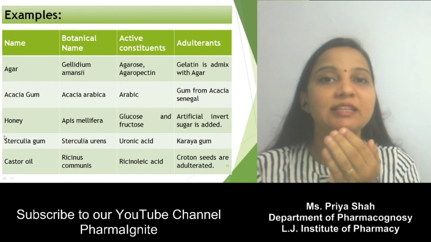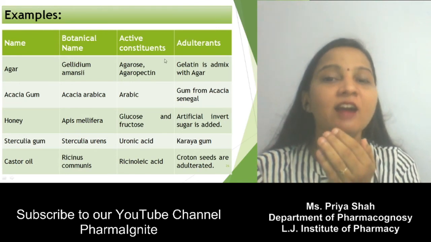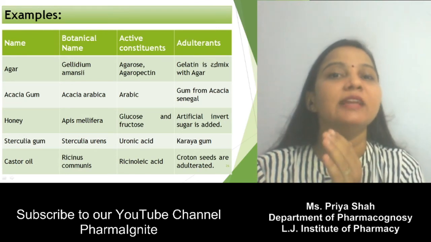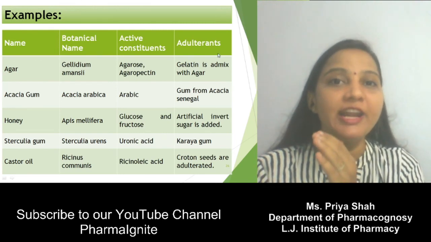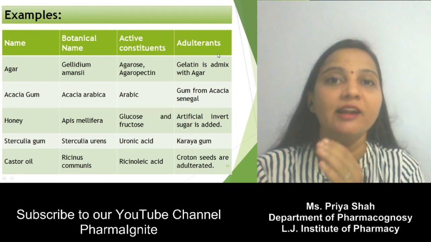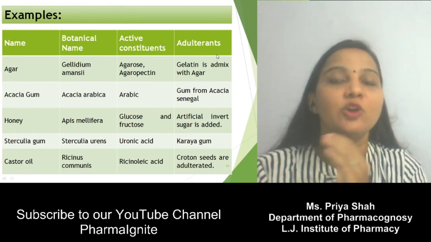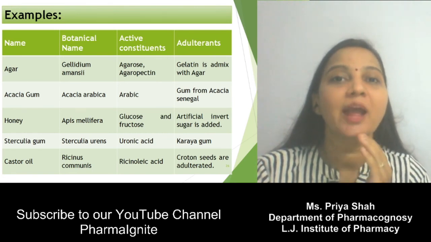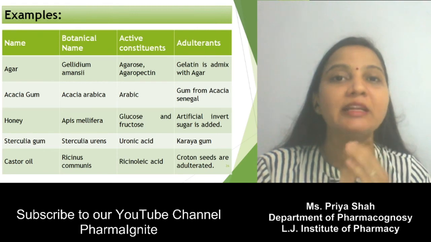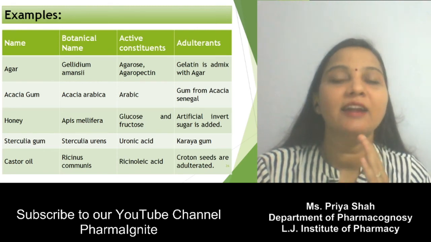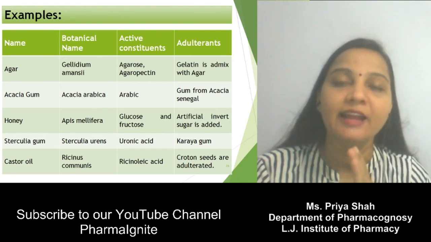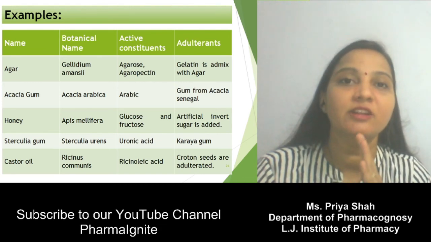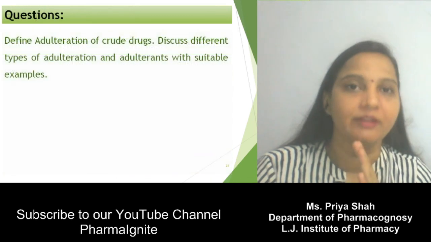So here this is the name of the original drug, and in the last column the name of the adulterant is given. For example, agar is adulterated with gelatin. This can be identified by performing evaluation methods, and the standards are compared with the official drug. Then we can say the adulteration is done.